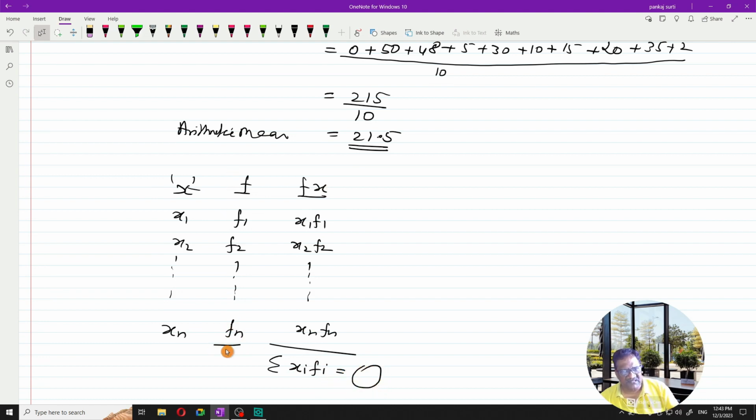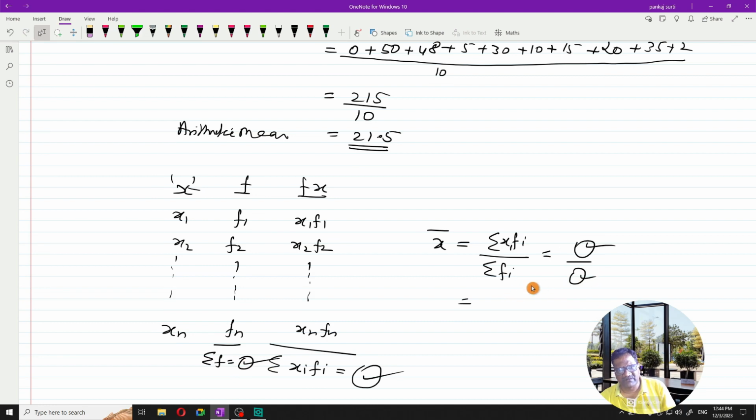Then if you total the frequencies, you will get the summation of f. So this particular mean is given by the summation of xi fi upon the summation of fi. So you take this value over here and divide by this value.